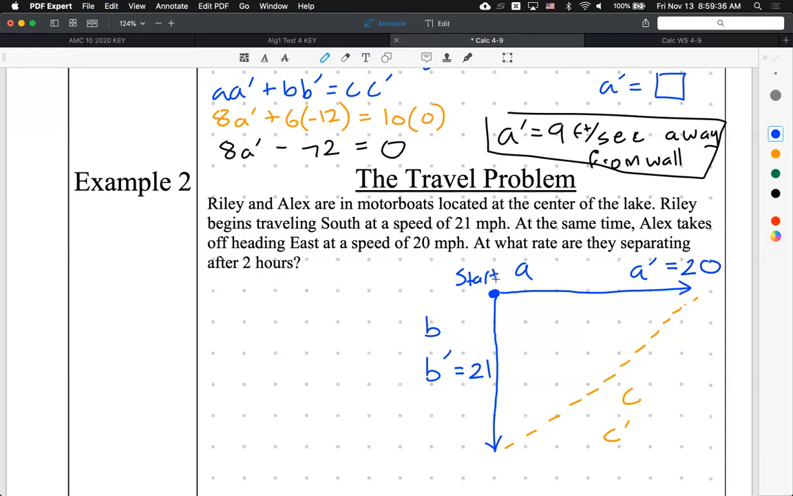What are they asking for, Teflon? What's the box? At what rate are they separating after 2 hours? What is our box? Is it B, A, C, C prime? Yeah, C prime. So I'll say come down here. C prime, that's our box. That's the thing it's asking for. Once we get C prime, we're done.